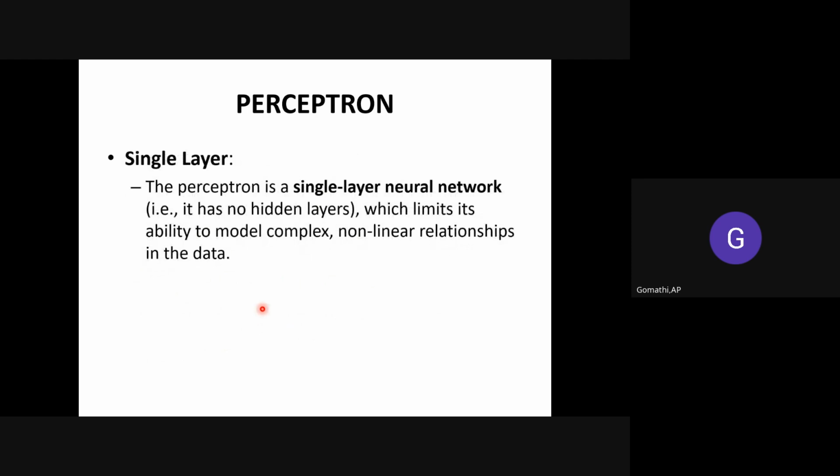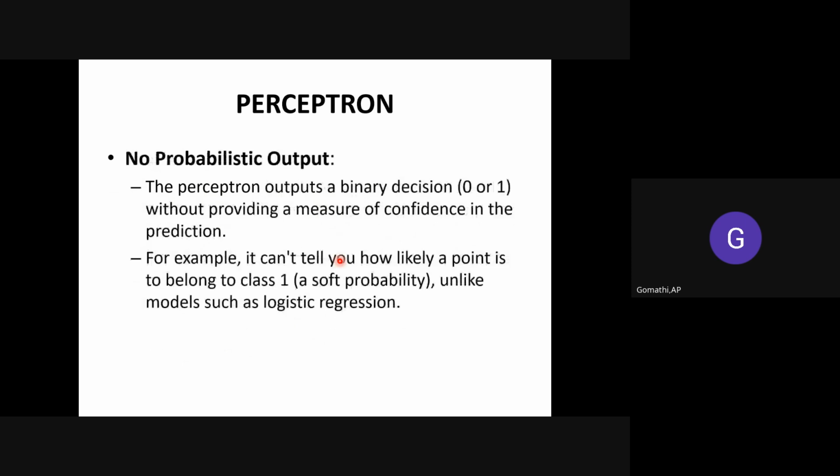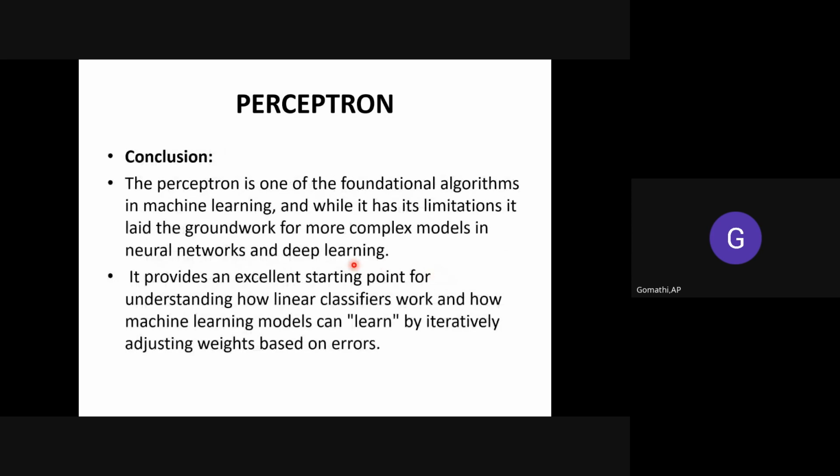Next one is that it has a single layer, because the perceptron is a single layer neural network. It has no hidden layers, which limits its ability to model complex non-linear relationships in the data. Next limitation is no probabilistic output. The perceptron outputs a binary decision. That means the output may be a 0 or 1. For example, it can't tell you how likely a point is to belong to class 1, unlike a model such as logistic regression.